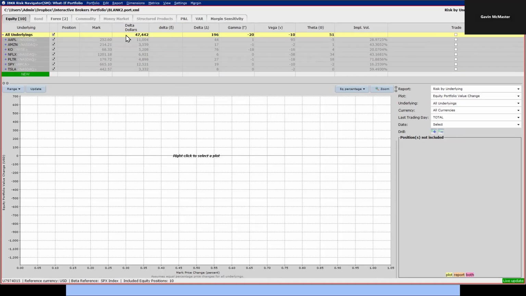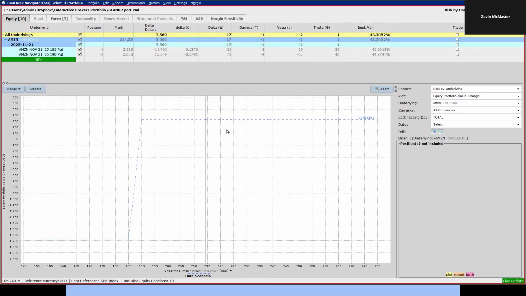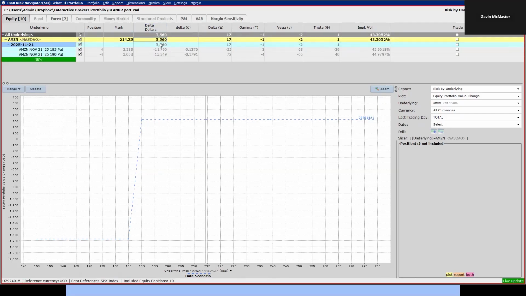We've got a much larger directional exposure than we have capital. Again, we're not necessarily going to lose $47,000 because it depends on the underlying positions. And I'll show you an example. Here we've got an Amazon bull put spread. Our maximum loss is just below $1,700, but our delta dollars is high. We're not going to lose $3,500. This is still our maximum risk. This is just our current directional exposure.